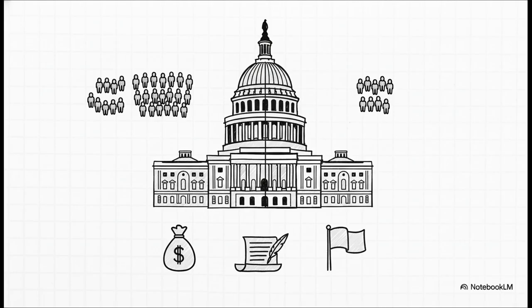Now, Congress itself is split in two. The House of Representatives gives states a voice based on their population size, while the Senate gives every single state, big or small, 2 equal votes. And together, they hold massive powers. We're talking controlling the nation's budget, passing all federal laws, and even declaring war.